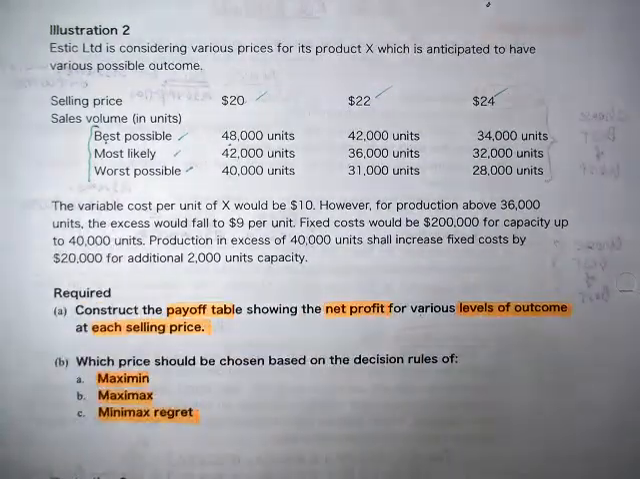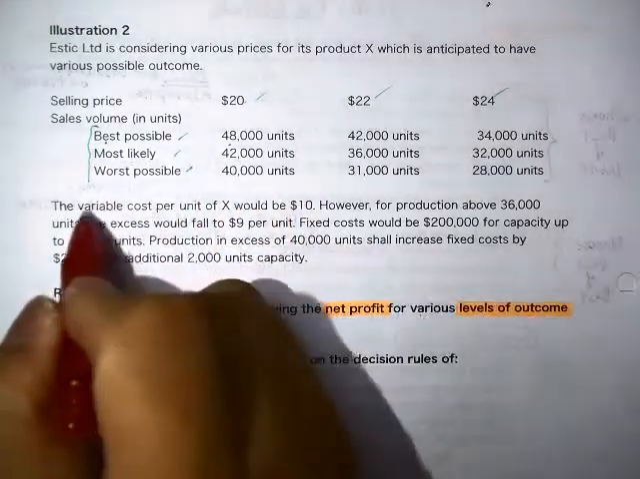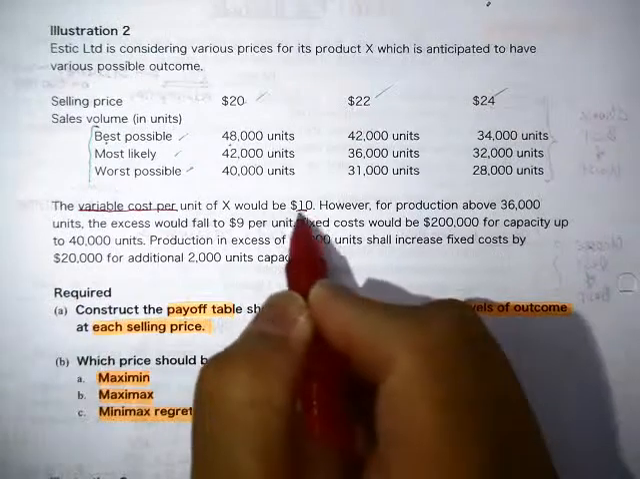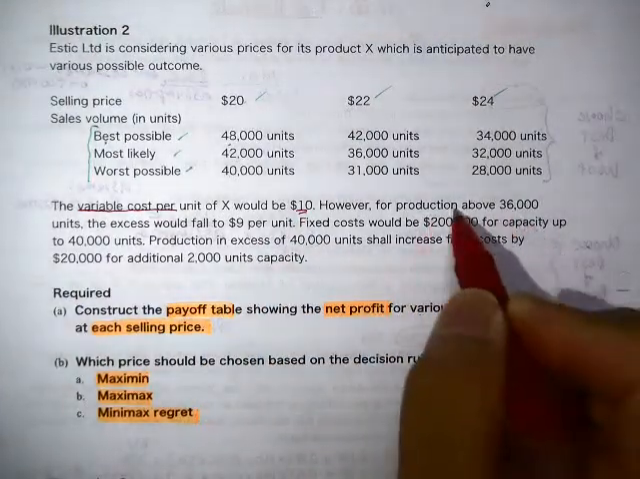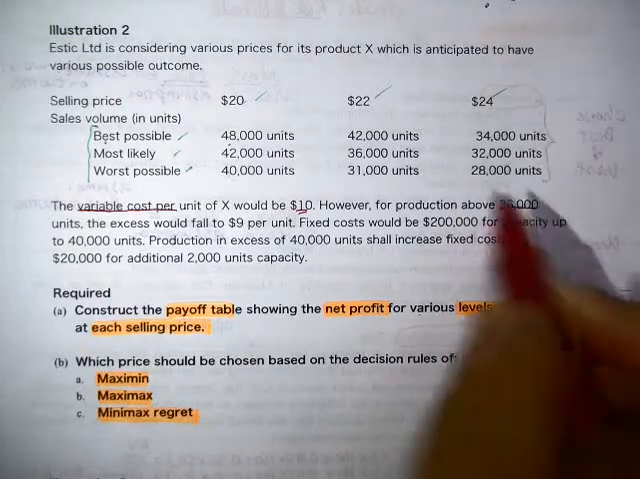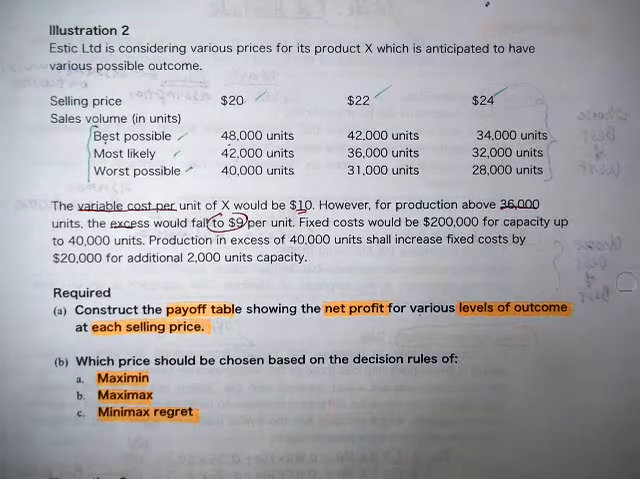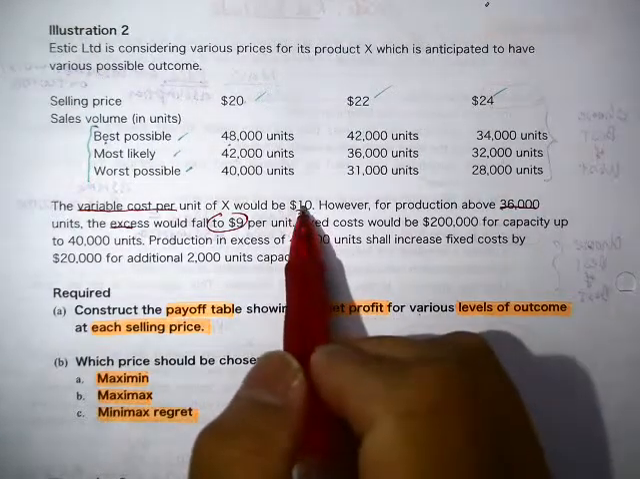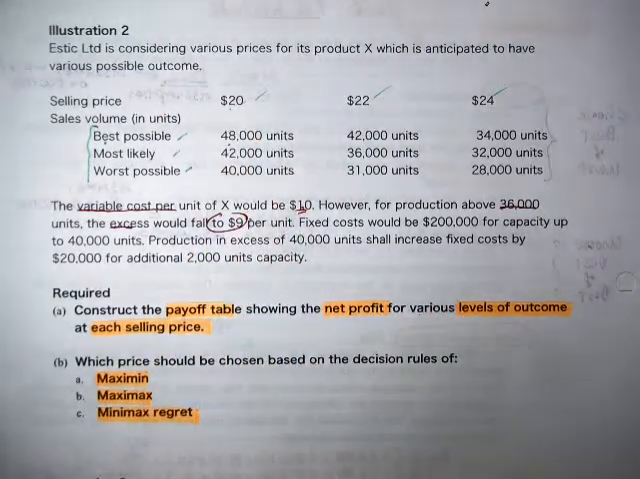Now the variable cost per unit will be $10. But for production above 36, the excess will fall to 9. Only when you're above 36, this cost drops from 10 to 9. So from 10 drop to 9, then your contribution will increase.